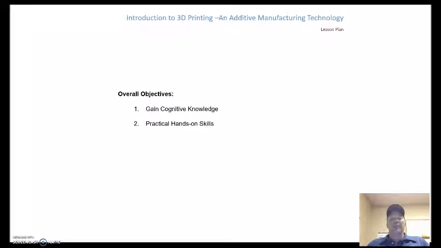The overall objectives of my lesson plan are for the students to gain cognitive knowledge about the introduction of 3D printing: what it is, what it does, what it's used for, what the future of it is. And the biggest part of the objectives is the practical hands-on skills. They are actually going to be able to utilize the system from start to finish and produce actual 3D printing products.